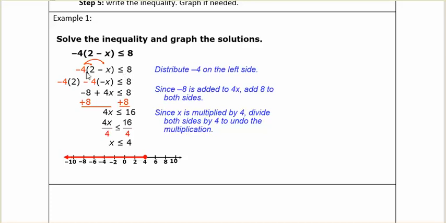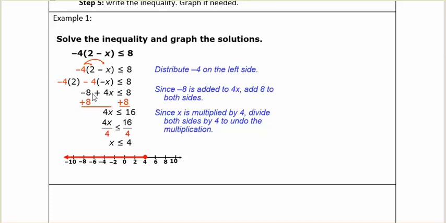So -4 times 2, and then -4 times -x. And then we simplify this multiplication. So -4 times 2 is -8. That's how we got that. And -4 times -x would be a positive or a plus 4x, less than or equal to 8. So we did step 1, and now we're going to check if we can do step 2, which is to combine like terms. But there's no like terms on the left side because this one has an x and this one doesn't. And there's no like terms on the right side, so we don't have to do that step in this one.